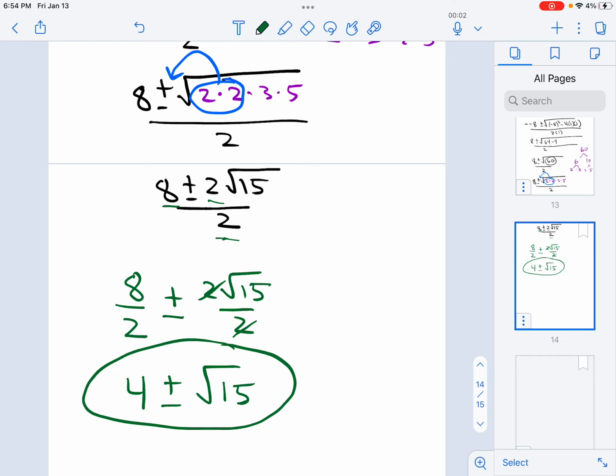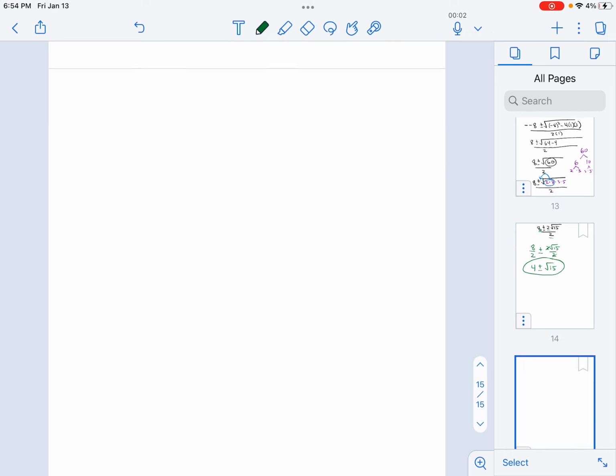Okay, now here's another one that's going to have the same kind of simplification at the end. x squared plus 6x plus 7. Okay, go give that a try. Okay, so let's go solve this really quick.